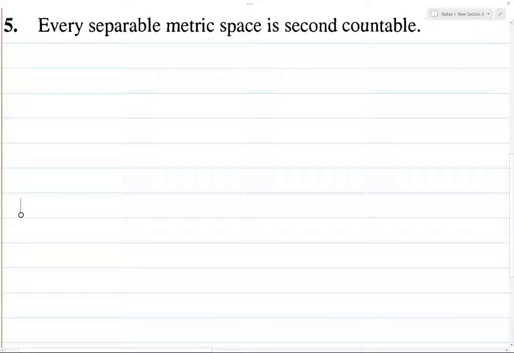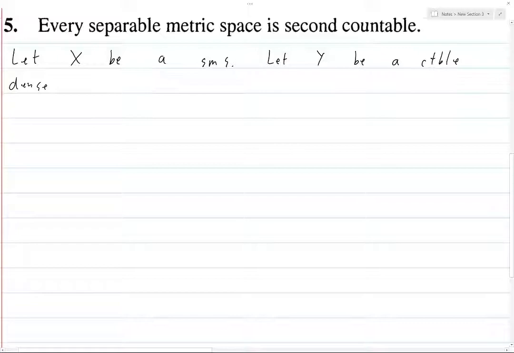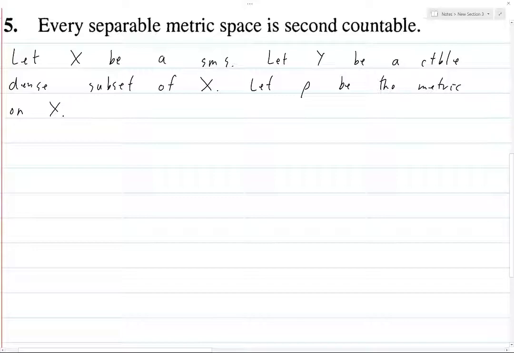So given a topology generated by a metric which has a countable dense subset, we want to find for every single point a countable neighborhood base of the topology at that point. Okay, so let X be a separable metric space. Let Y be a countable dense subset of X. Let rho be the metric on X. So again, rho exists because it's a metric space, and Y exists because it's separable.